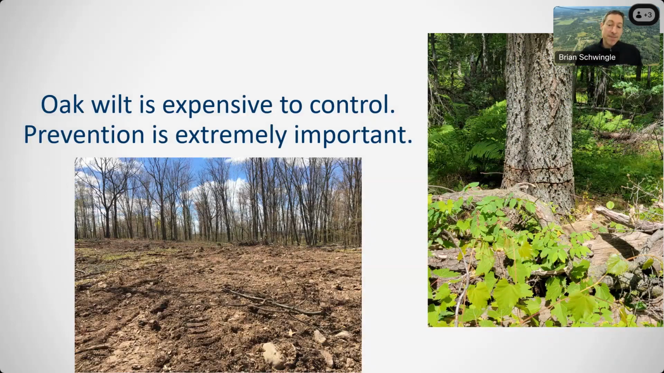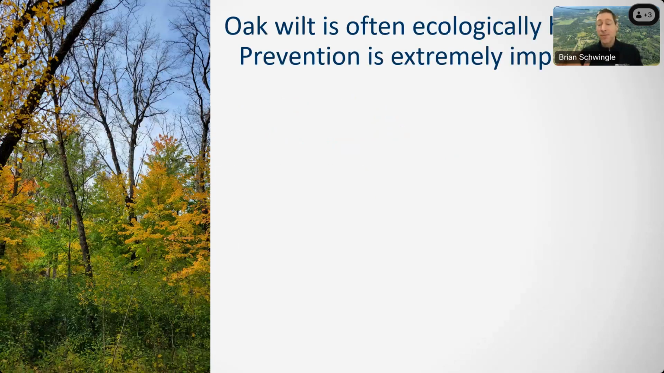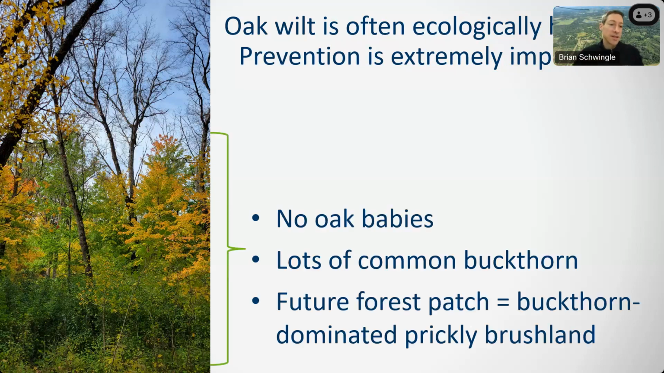And here just shows kind of the complexity of how to control oak wilt. It's complex. I'm not going to get into it. Oak wilt also is ecologically harmful in many cases. So prevention is super important. This picture on the left shows an oak wilt pocket. The bigger trees are dead oaks killed by oak wilt.